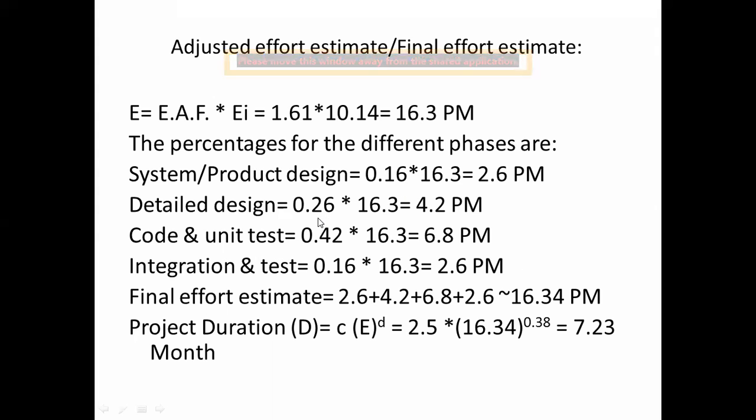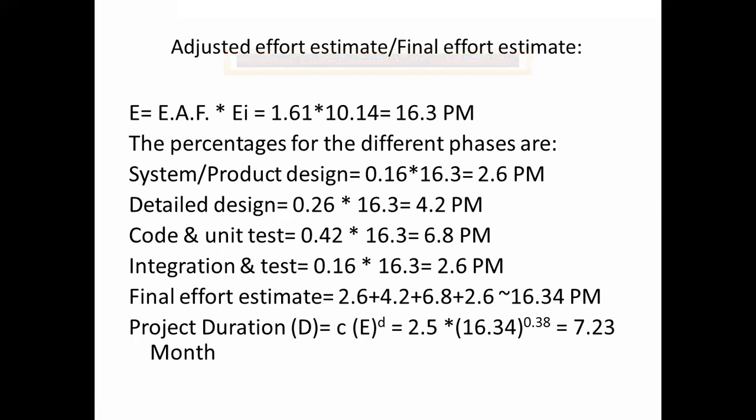Okay. From the phase wise distribution of the effort, in the next step, you can calculate the project duration. So what is the project duration? The formula is D = c × E^d, where c and d are again constant values, and you can choose these from the given table of the duration.